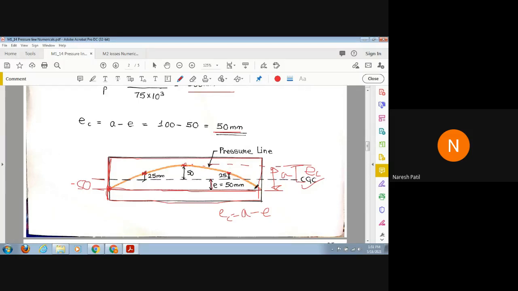This side also you have to mark. Okay. Then what you have to do? You have to join these points. You have to join these points. So this is nothing but the pressure line path or C line, the alignment of the C line, with respect to the given data.